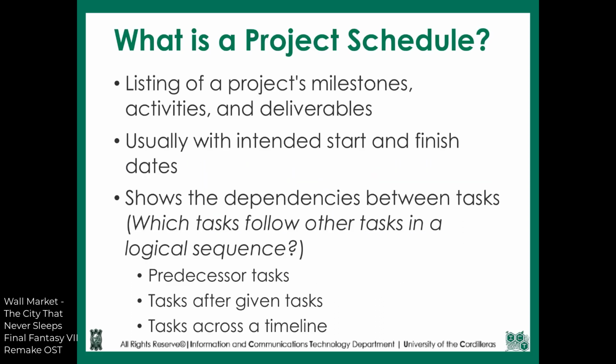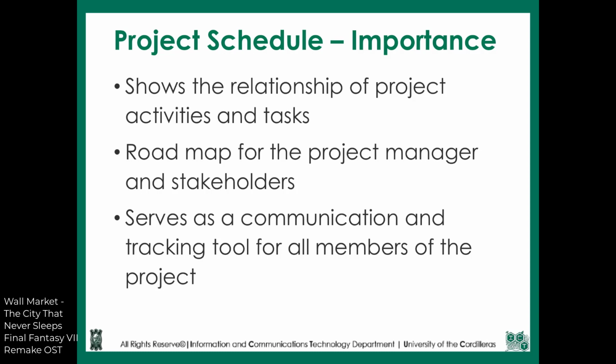Before looking into the different charts, let's first define what a project schedule is. It is a listing of the project's milestones, activities, and deliverables with an intended start and finish dates. These dates tend to be goals based on the project charter and the deadline that the customer has set. It also shows the dependency between tasks, determining the most logical set of steps to achieve said deliverables. It also looks into predecessor tasks, tasks after given tasks, and tasks across the timeline, or the amount of time until the given deadline.